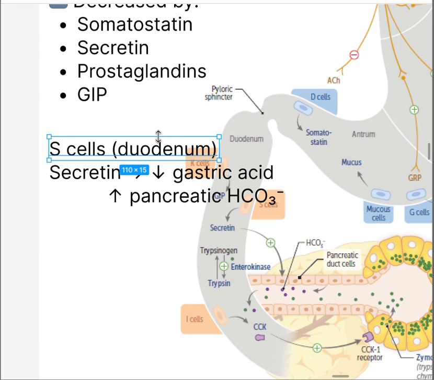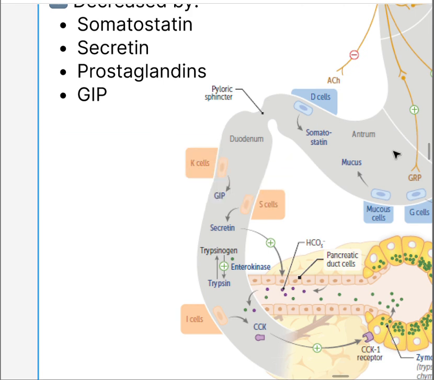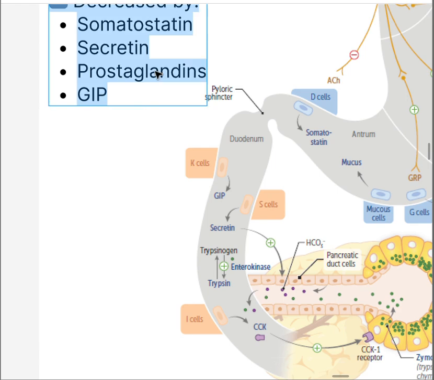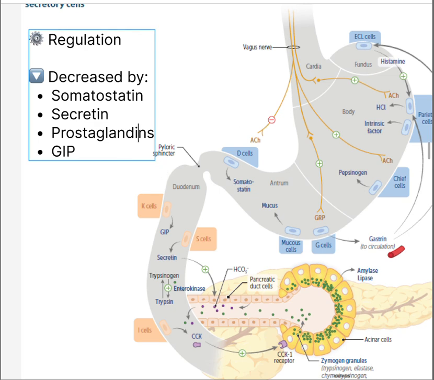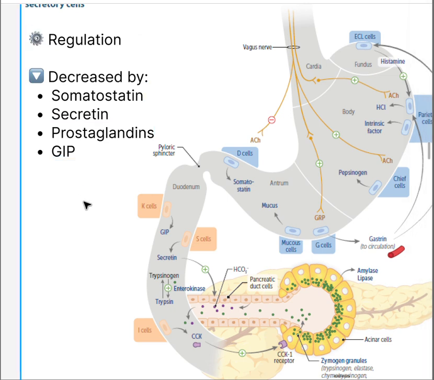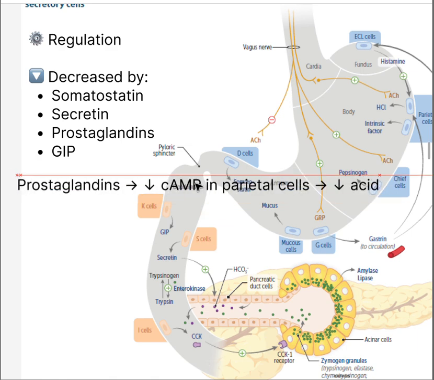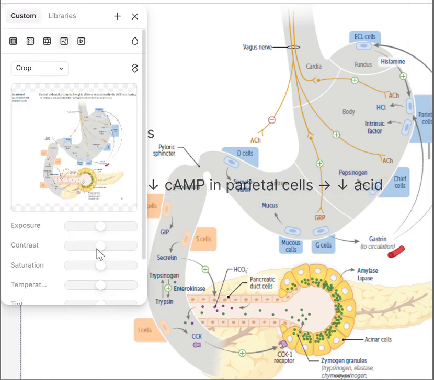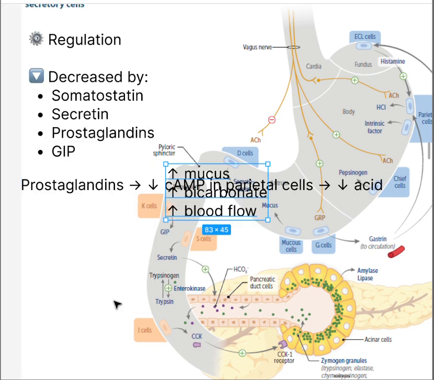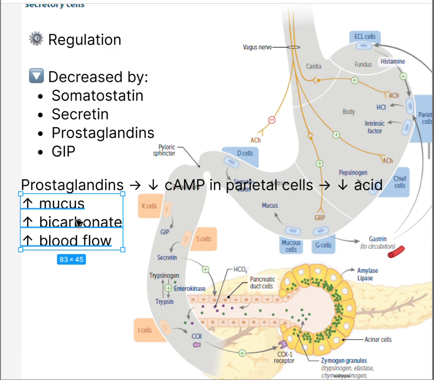The next thing we should look at is the prostaglandins that also create an inhibitory role. So they are decreasing the secretion of acid. Now, prostaglandins have a protective role. How do they play a protective role? The prostaglandins decrease the cAMP in parietal cells, and this decreases acid. The protective role comes from increased mucus, increased bicarbonate, and increased blood flow, right? So the prostaglandins do three things. They increase mucus, they increase bicarbonate, and they increase blood flow.